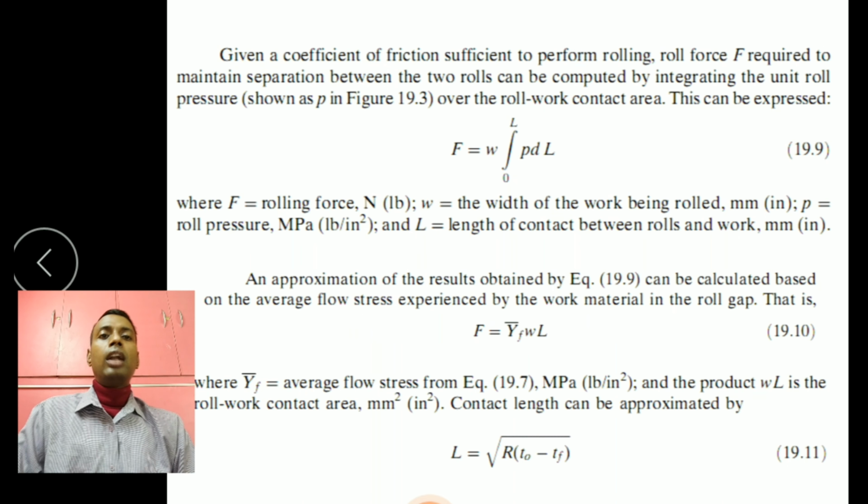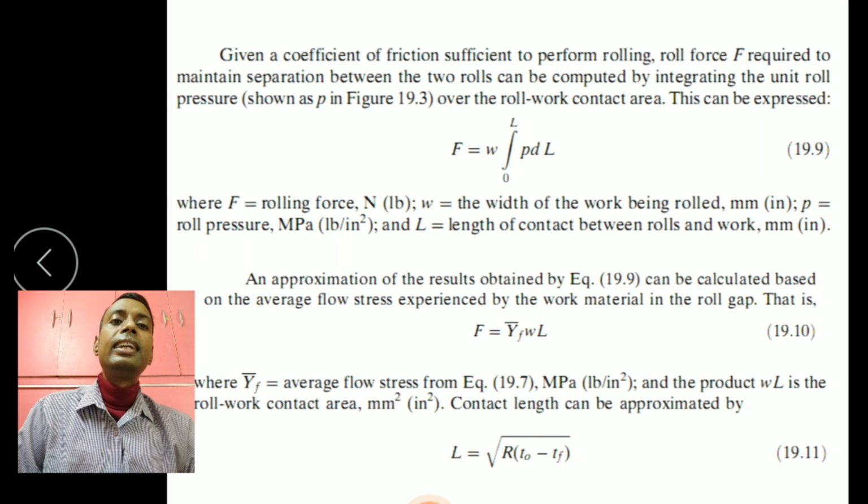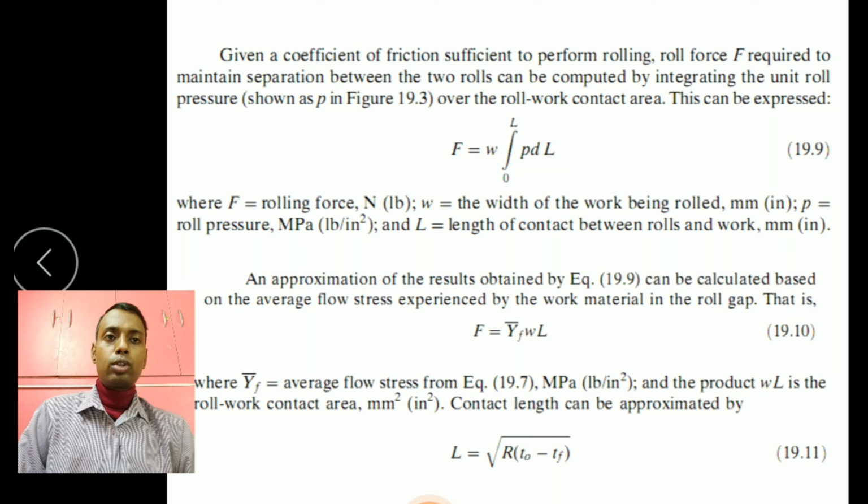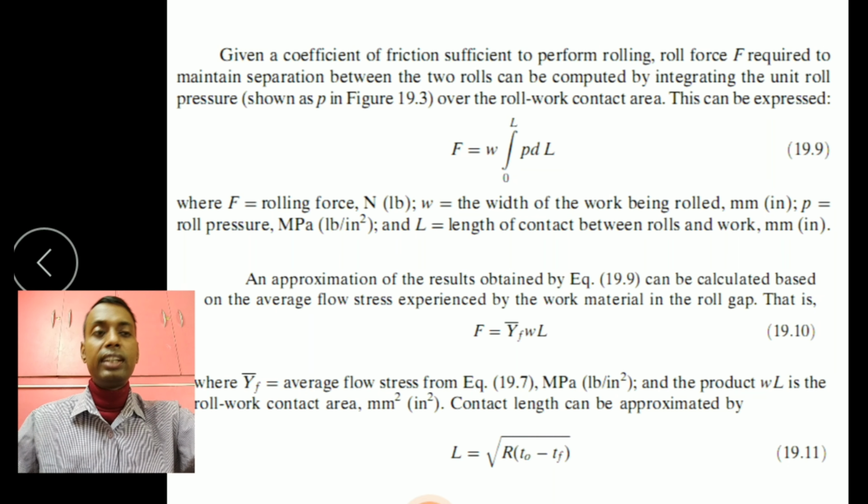Now a coefficient of friction sufficient to perform rolling. Roll force F required to maintain separation, F equal to Y bar F W L. F is the rolling force. That means our target is how much force is required. How do we find that? So F equal to Y bar F W L. Y bar F is the average flow stress. And what is L? Under root of R times T0 minus TF, before thickness and after thickness.